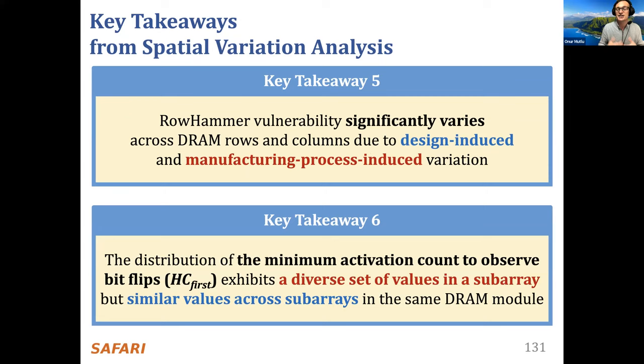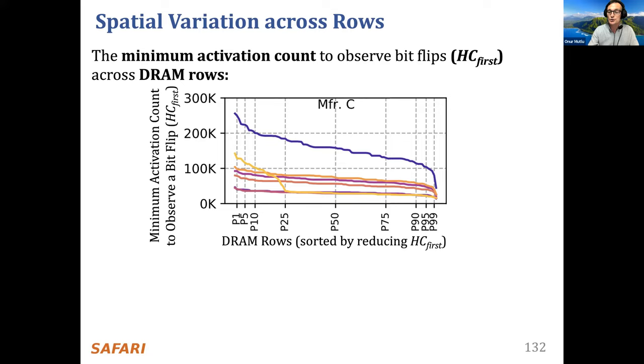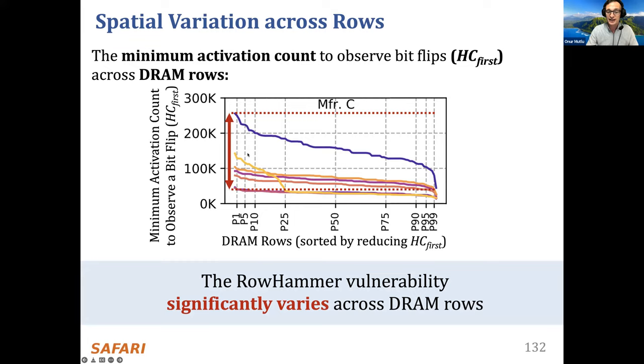This is a distribution of the rows. You can see different rows, and basically this is the minimum activation count to observe bit flips across DRAM rows. So this is the minimum activation count to observe a bit flip. These are the DRAM rows that are sorted by reduced HC first inside different modules. So each curve is a different module from manufacturer C. You can see that the RowHammer vulnerability significantly varies across DRAM rows. There are some rows that are vulnerable a lot. There are some rows that are not vulnerable a lot. Every DRAM module exhibits this. And this is true across manufacturers also.